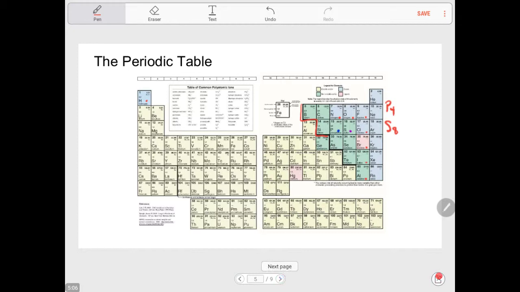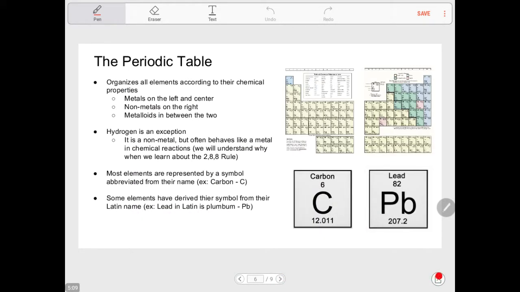Now, let's move forward. Let's look at some more properties of the periodic table. The periodic table organizes all elements according to their chemical properties. Metals are on the left and center. Non-metals are on the right, metalloids in between the two. Hydrogen is an exception. In short, hydrogen can behave as a metal and a non-metal. And you will learn why. That's going to be because of the 288 rule, which we haven't learned yet. But if you're thinking about it, that does sound familiar to the energy levels of the electrons that was kind of discovered via Niels Bohr. Does that come back from the last lesson to you?